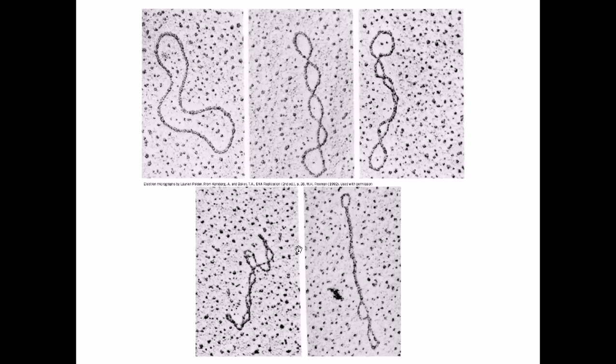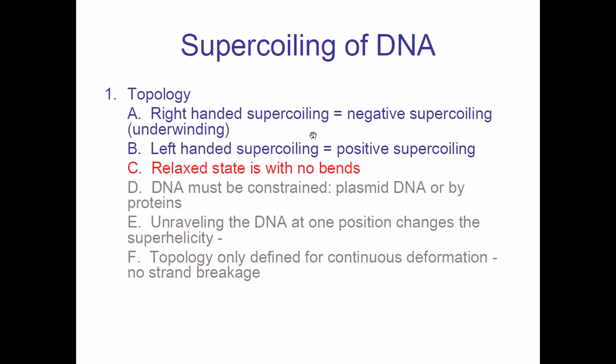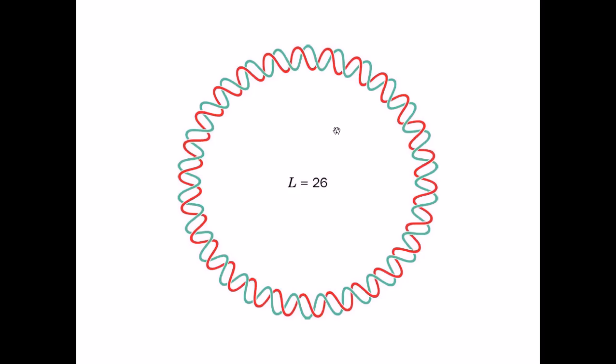Now let's talk about the relaxed state of the DNA. The supercoiled state of the DNA has bends in it. This is the strand of the DNA, which is itself helical. Now they are coiled with each other, having bends. So this is the supercoiled DNA with bends. But relaxed DNA will not have such bends. If you look here, this is a relaxed DNA and it does not have any kind of bends in it. It's a circular, covalently closed DNA. And there is a number, say L equals 26. L stands for the linking number, and we'll be learning what it is later.